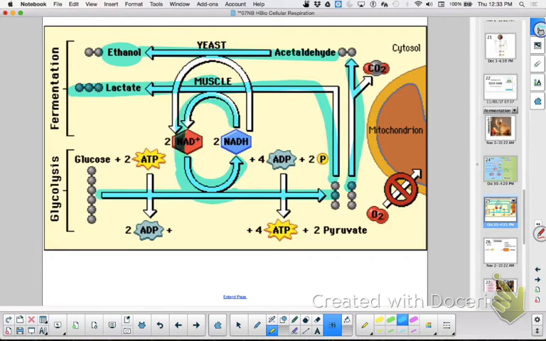Why is that important? So we can reduce it again. And then we do fermentation and we oxidize it, and reduce and oxidize, because we have a finite amount of it. All right, got it?